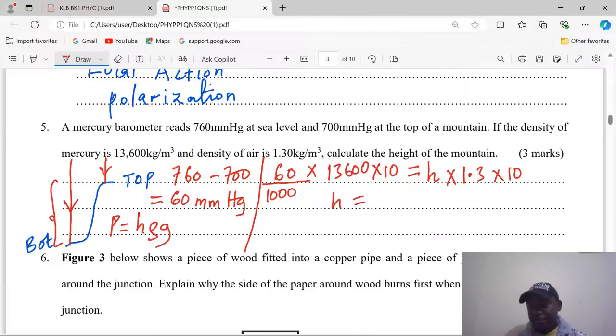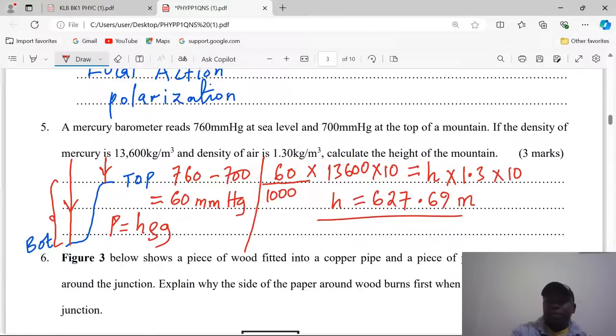This is going to give 627.69 meters. This is the column of air whose pressure is equivalent to the pressure difference, and so it becomes the height of the mountain.